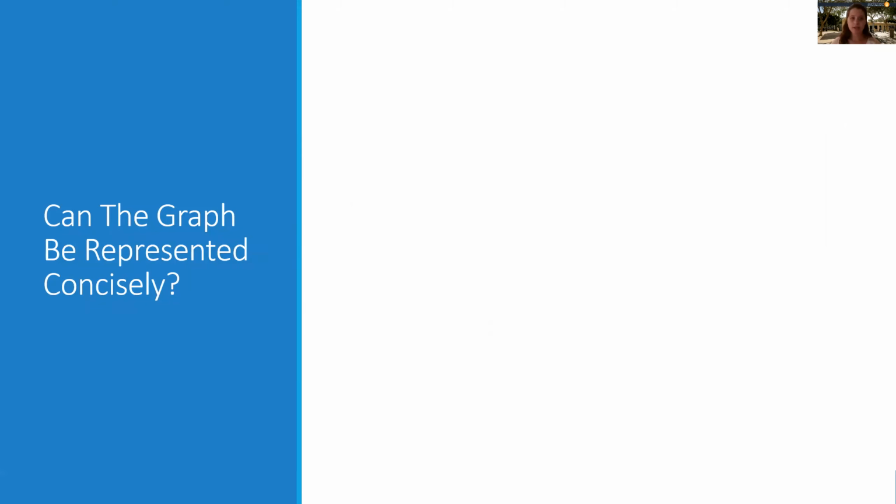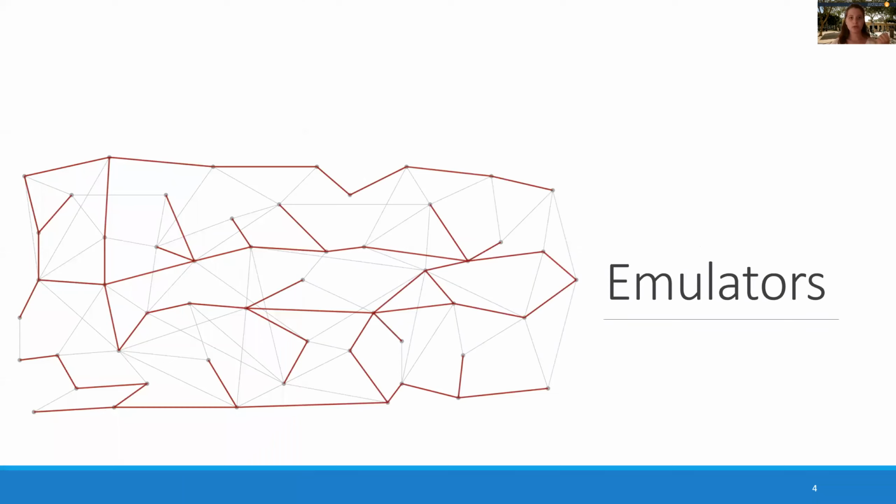And the answer to that is yes, if we care only about the distance matrix, meaning for every pair of vertices u, v, we care about the length of the path between them, but we do not really care what the actual path is. So we know that we can construct for our graph an emulator, which is a sparse graph on the same vertex set that has a distance matrix that is relatively close to the original distance matrix.